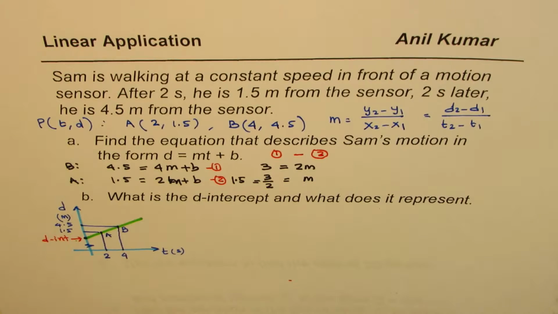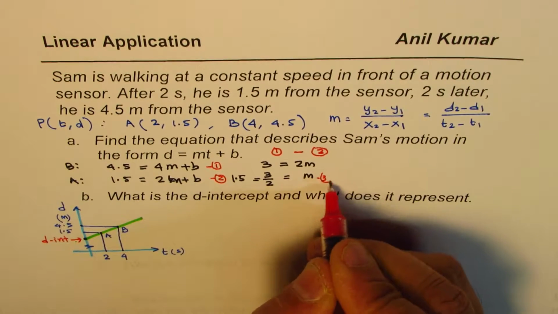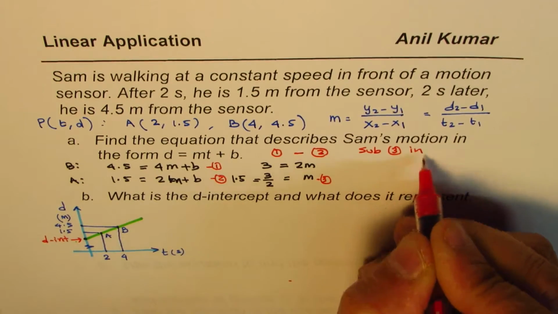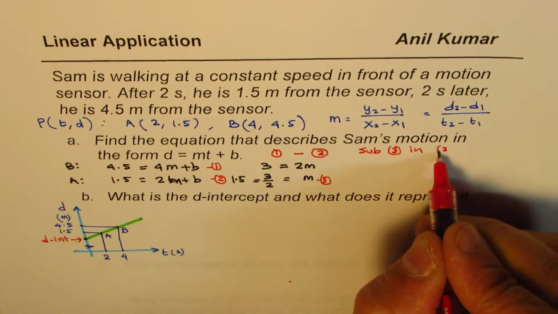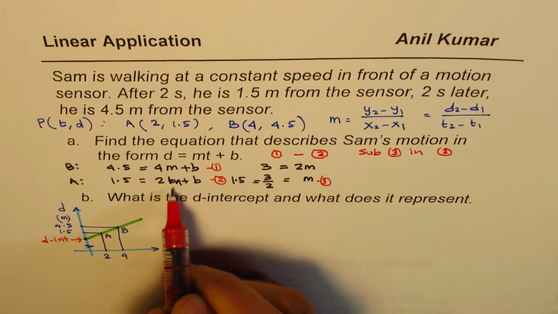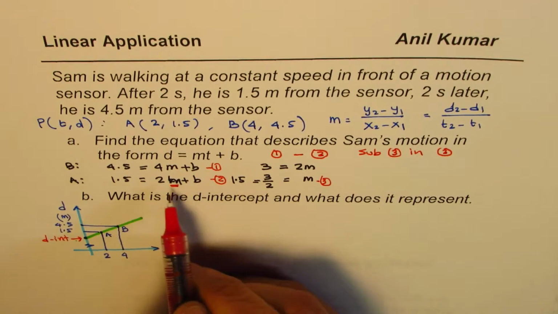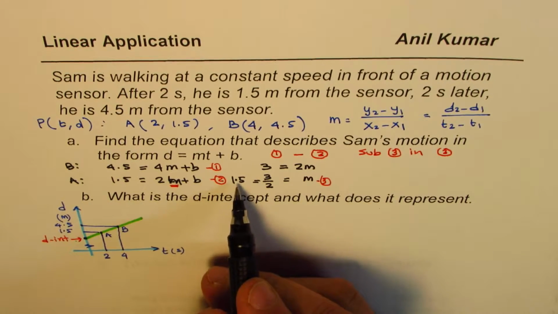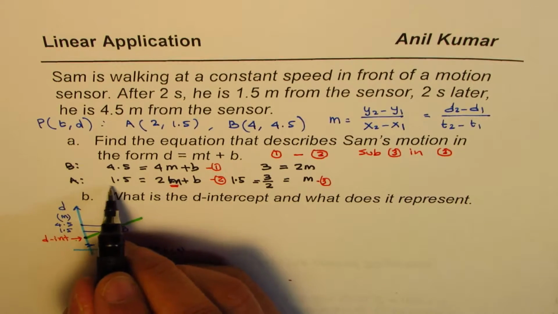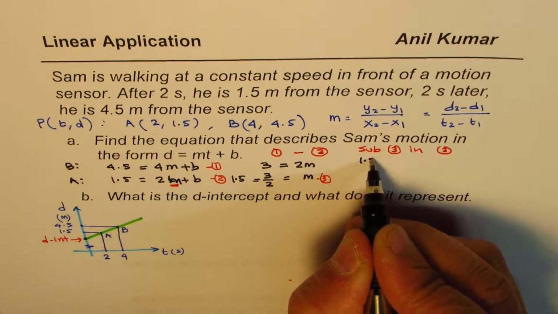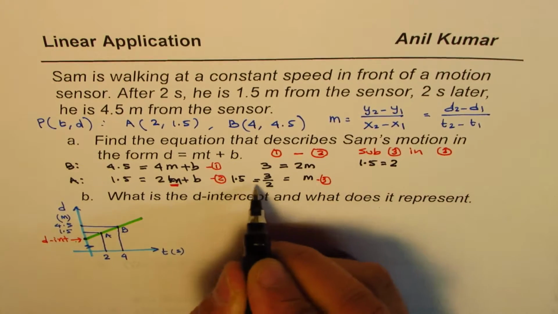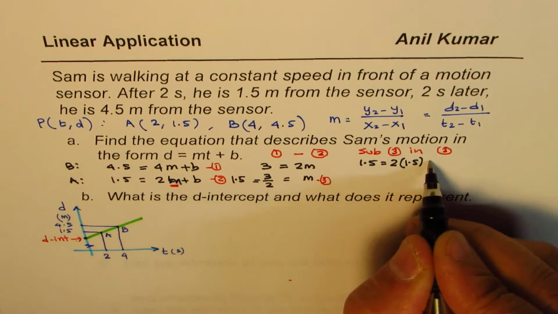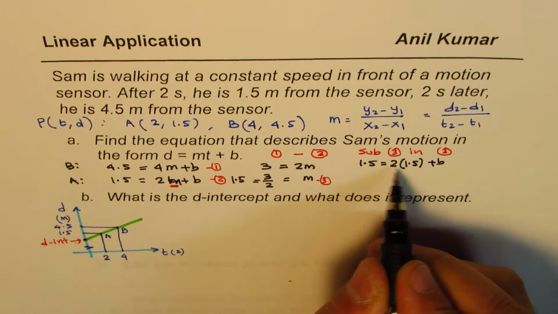Once we know m, we can substitute the value of m and find b, right? So first let me call this my equation number 3, and now I will substitute equation 3 in equation 2. So instead of m here, I'll write 3 over 2, and the 2 will get cancelled. You could write 1.5 also, either way. So what we get here is 1.5 equals 2 times 1.5, plus b, right? So this is 3.